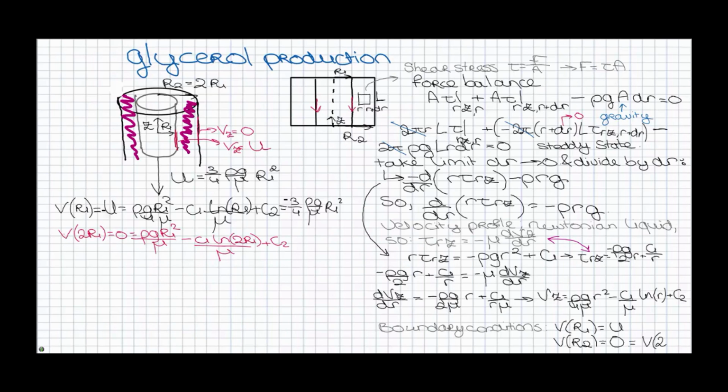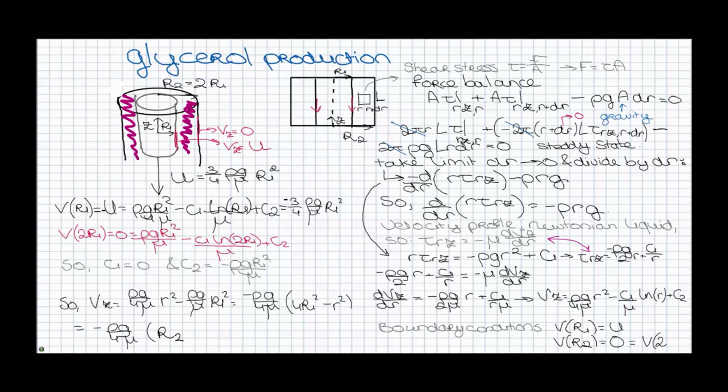With the use of the boundary conditions, it can be determined that the first constant is 0 and the second is defined as written down. Filling in this constant in the found equation of the velocity gives the velocity profile. And this can be rewritten to an equation with only r and r2 because r2 is 2 times r1.